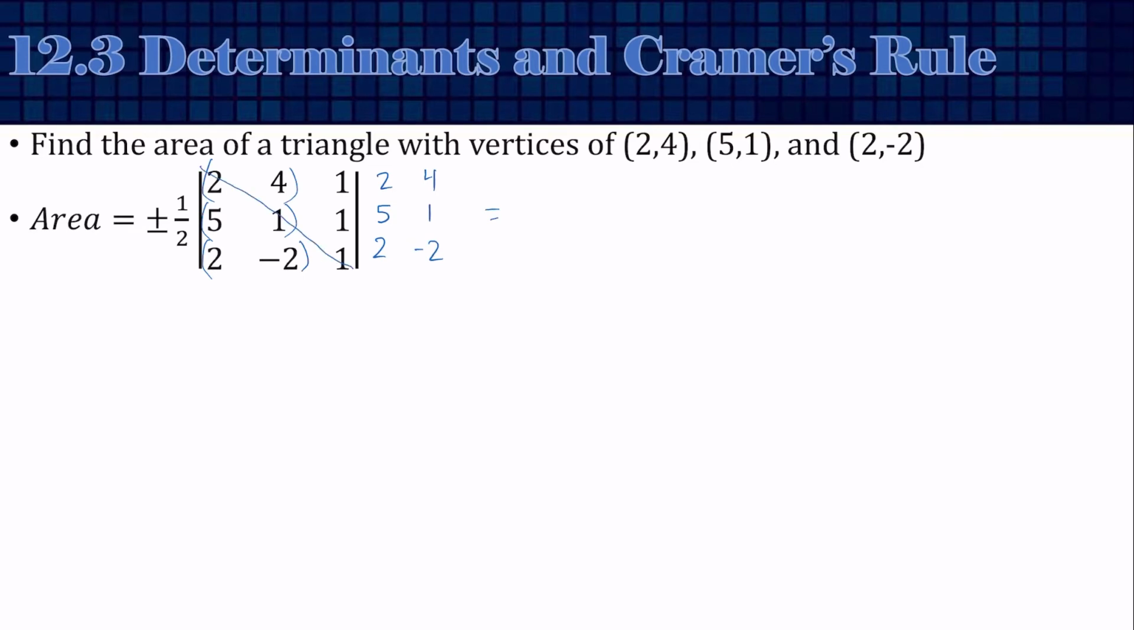Down diagonal, 2 times 1 times 1 is 2, plus down diagonal, 4 times 1 times 2 is 8, plus down diagonal, 1 times 5 times -2 is -10, minus the up diagonal, 2 times 1 times 1, minus the up diagonal, -2 times 1 times 2 is -4, minus the up diagonal, 1 times 5 times 4 is 20. And all of that is plus or minus 1/2 times that.